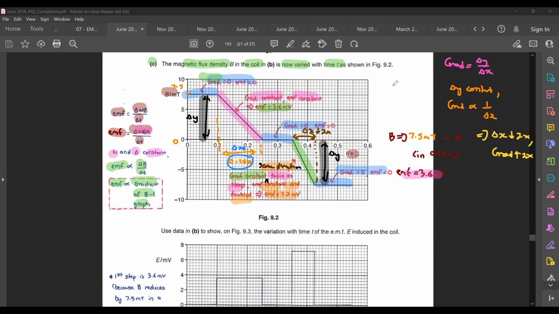The blue color section here being your zero EMF is here, here, and here. Okay, and here. And then after that, your first EMF being 3.6 millivolts is here. Second EMF being 7.2 millivolts, it will be here. So just remember to join the lines together like this. And you would be fine.